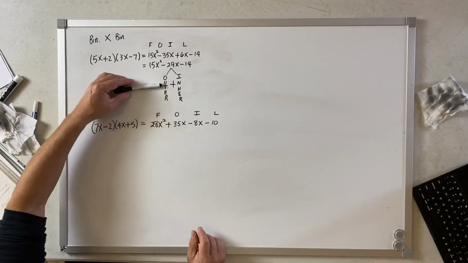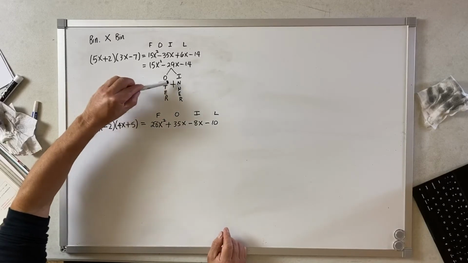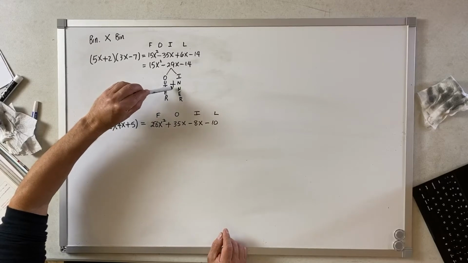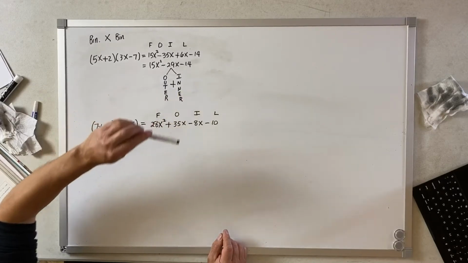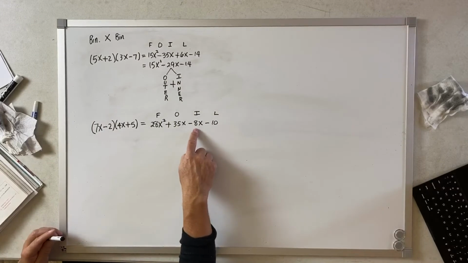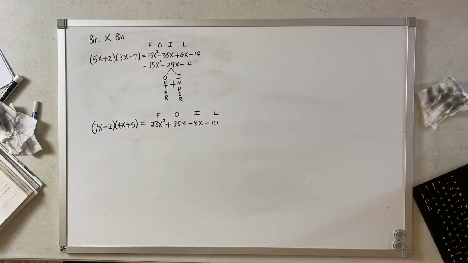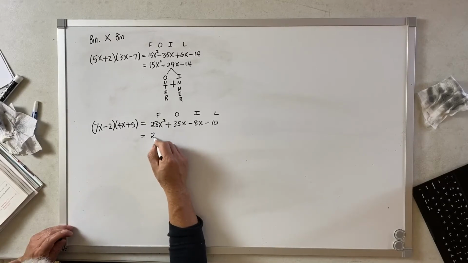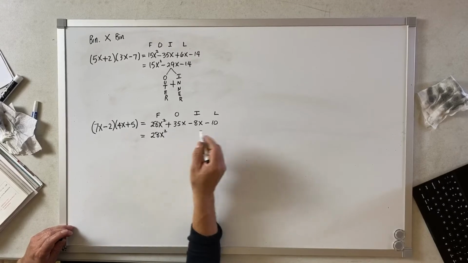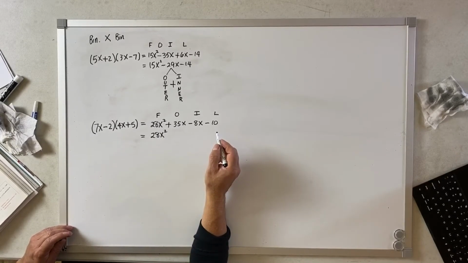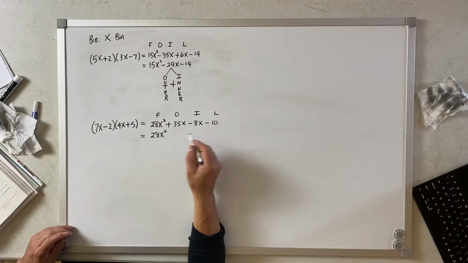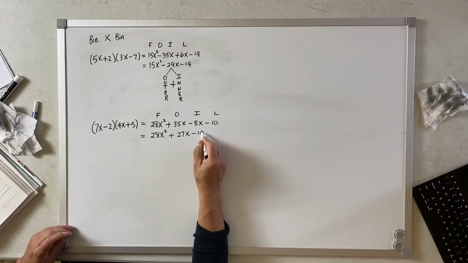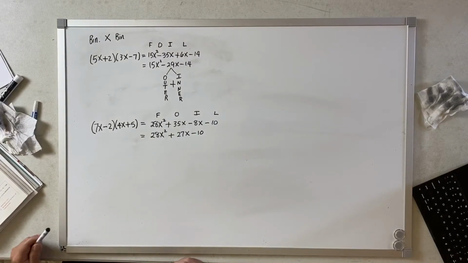Like I said, usually, not always, outer and inner are like terms, they go together. In this case, look at it. We add outer and inner because they go together. So this equals 28x squared plus 35x minus 8x, which is 27x, minus 10.